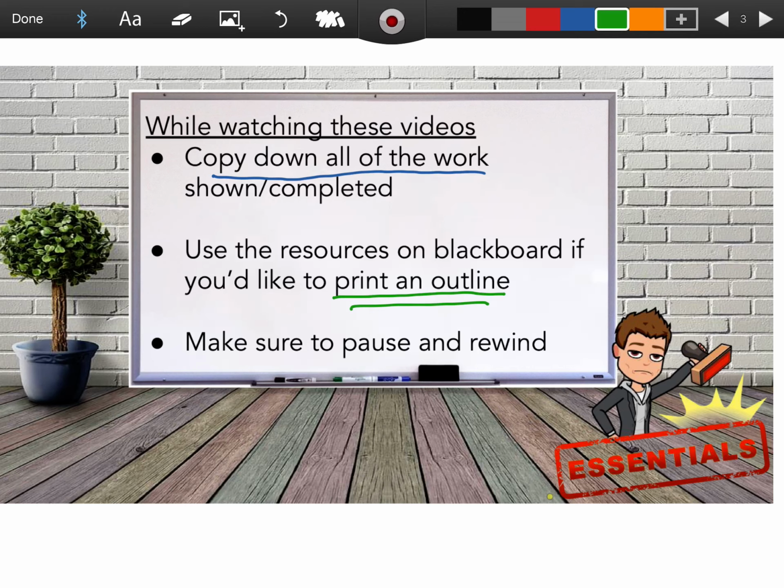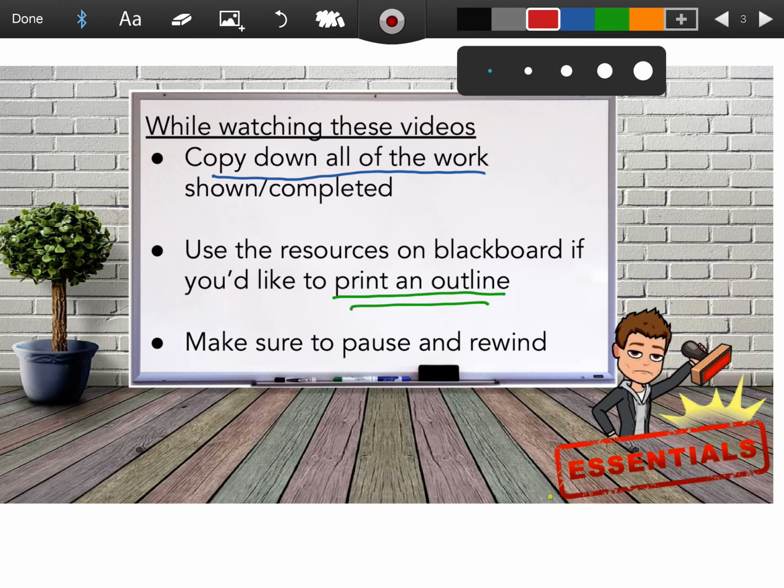Make sure to pause and rewind. Let's talk about this. I say make sure to pause because at some point, there might be a lot of material on the screen, and to make sure that you're getting everything copied down, luckily with technology, you can just pause it. I'll stop talking, I'll stop the example, and it's all up to you to kind of catch up.